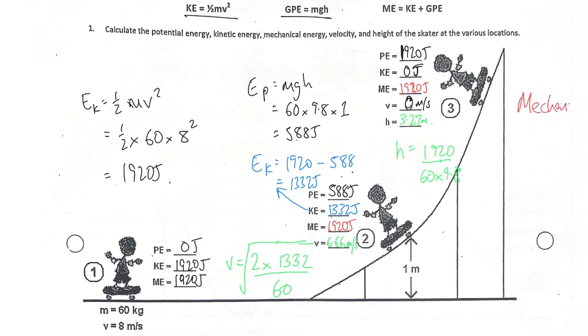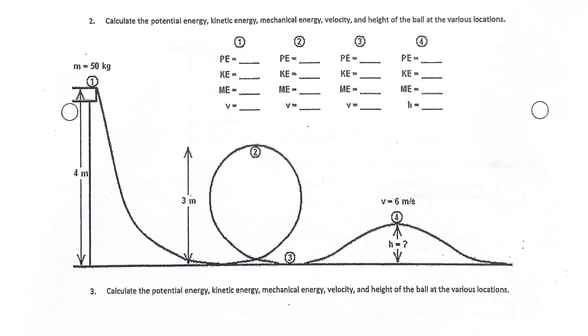So, key ideas. Mechanical energy is the same everywhere, or constant everywhere. Those are the key ideas. Then, if you know that the mechanical energy is the same everywhere, you can use that idea with this equation at the top to work out the other kinetic or potential energy if you've got one of them. Okay? Let's look at the next one.